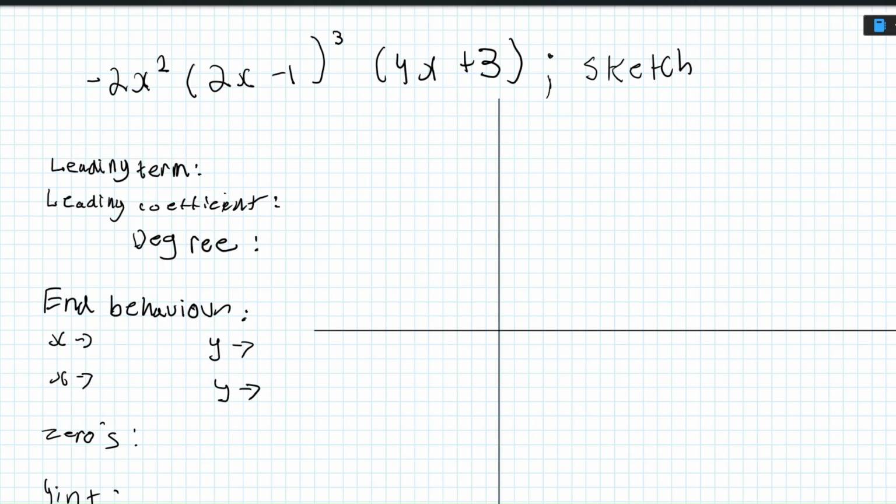Today we'll be looking at part 2 of how to sketch a polynomial function. We're going to be going step by step and showing all the methods to be able to solve this massive polynomial function and by sketching it.